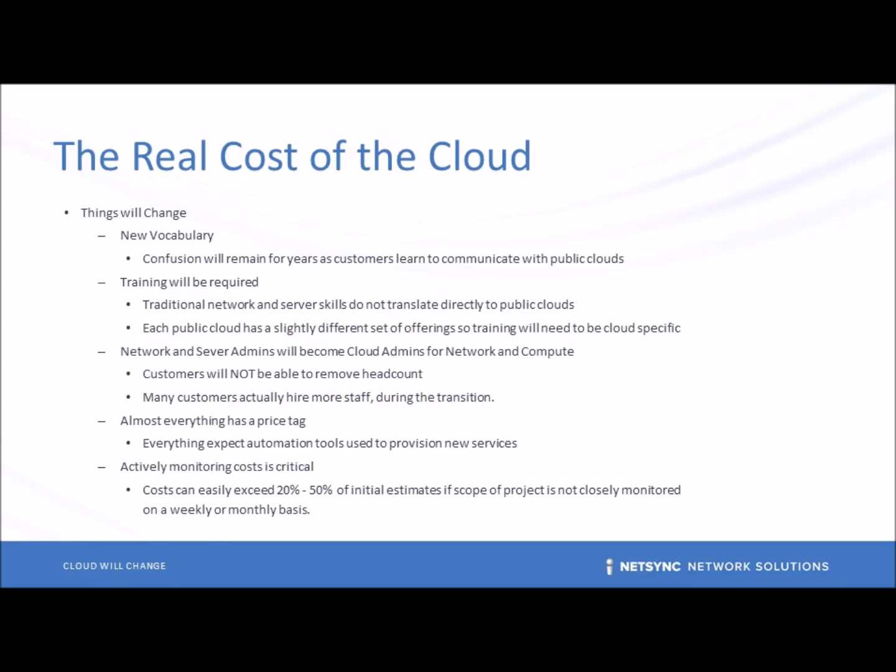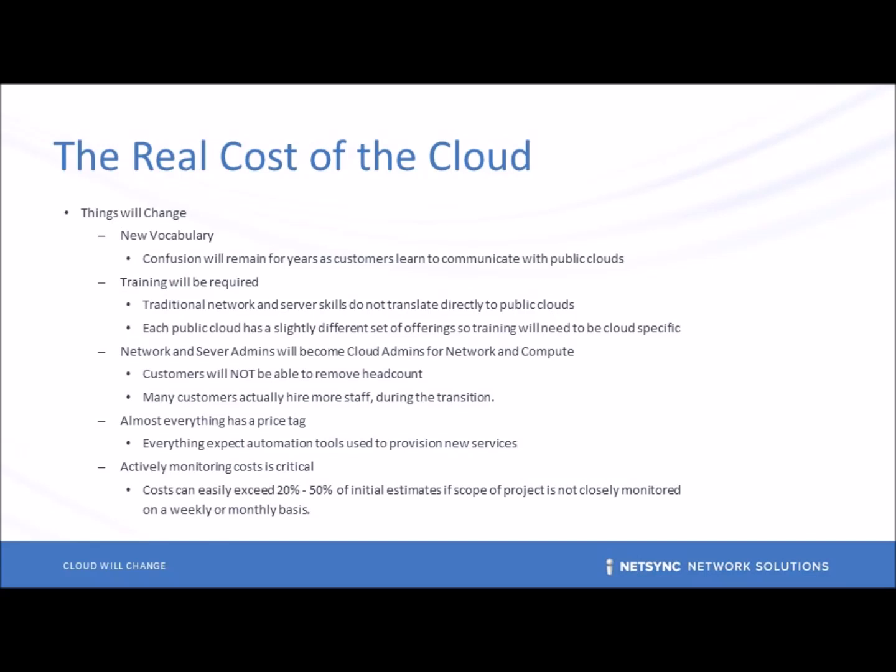What we've seen is that network and server admins become cloud admins for network and compute. We would generally advise that customers won't be able to remove headcount, and in most cases, they actually hire more staff. Those staff generally stay longer during the transition and sometimes after. So if you think that you're going to save money by getting rid of headcount, it is very unlikely that that will happen. If you hire an outsourcing company to do it, they can do it for you, but the expense is still there.